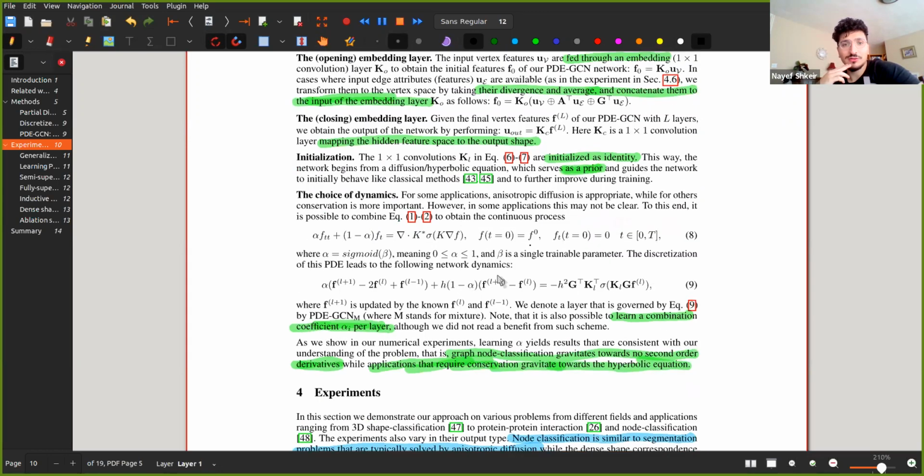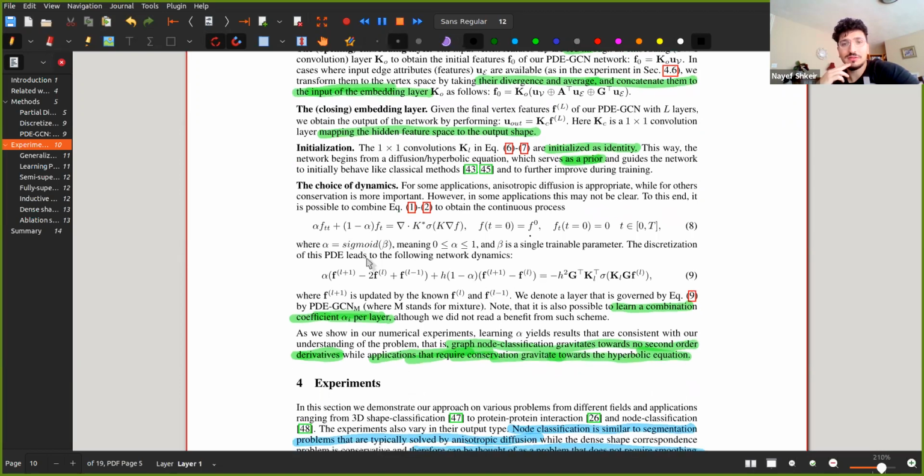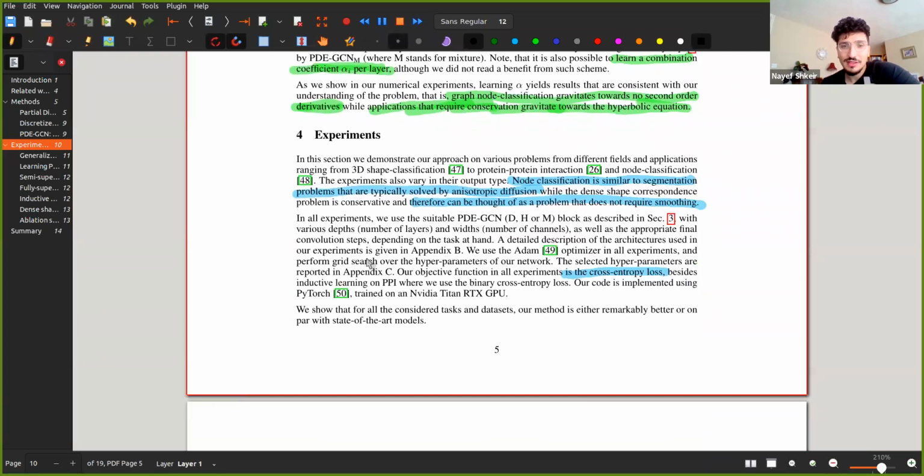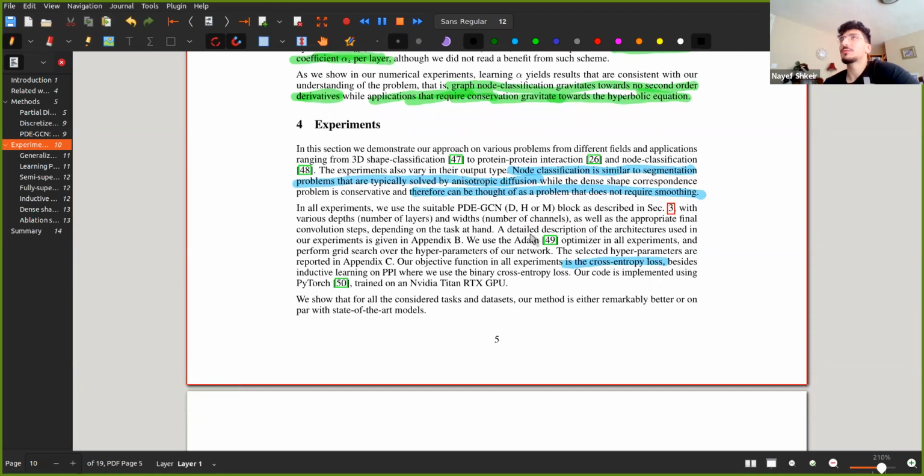And so they have a mixture model here as well. They have some alpha parameter that you can train, where the model can choose either a more diffusion-centric process or a hyperbolic process. And so, let's get to the experiments. They say that node classification is typically solved with diffusion, and for meshes where you have to preserve geometry, you have to use your energy-preserving hyperbolic system.